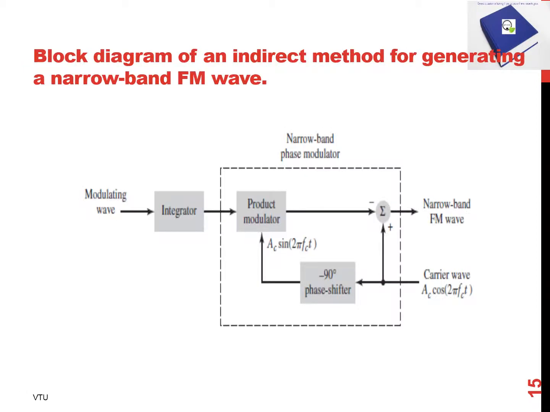Here we can see the block diagram of the indirect method of generating narrowband FM. Already we discussed the equation for narrowband FM, and here we can see the block diagram for the same. It consists of an integrator, a product modulator, and a carrier signal is given to the product modulator with a 90-degree phase shift and directly to the adder, and here we obtain the narrowband FM wave. These blocks, product modulator, phase shifter and adder together, we call the narrowband phase modulator.